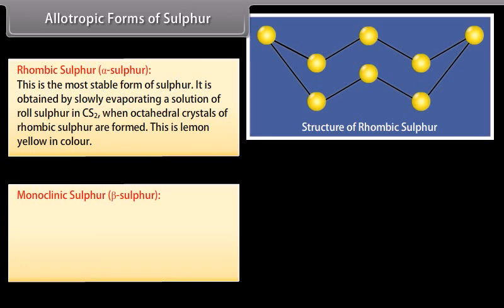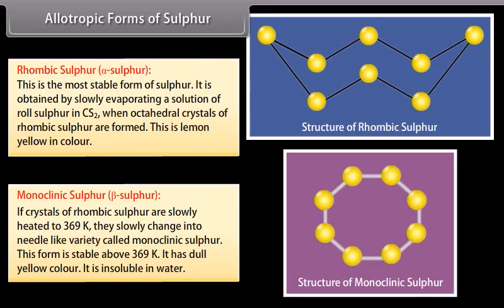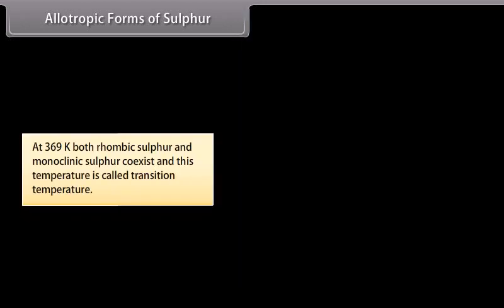Monoclinic sulphur. If crystals of rhombic sulphur are slowly heated to 369 Kelvin, they slowly change into needle-like variety called monoclinic sulphur. This form is stable above 369 Kelvin. It has dull yellow color. It is insoluble in water. At 369 Kelvin, both rhombic sulphur and monoclinic sulphur coexist, and this temperature is called transition temperature.